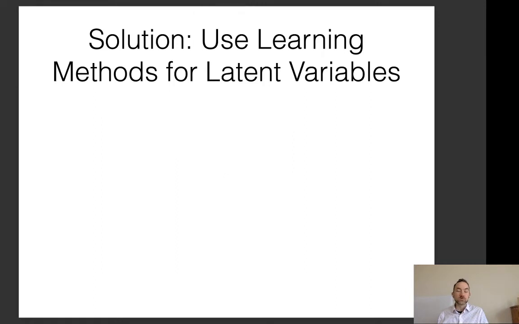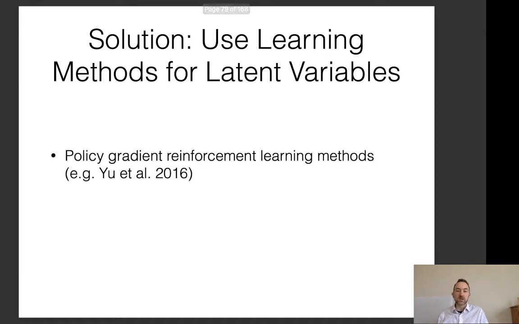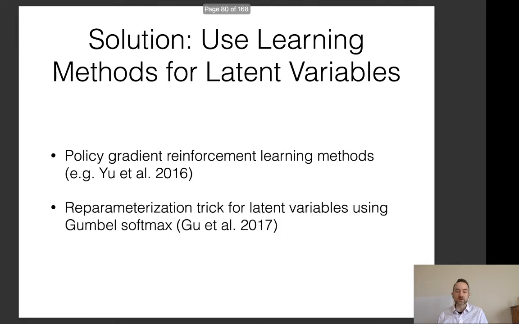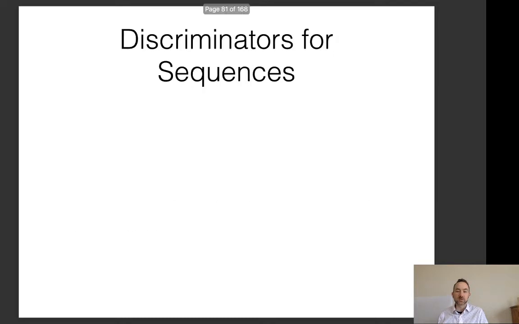So one solution for how to fix this problem is to use learning methods for latent variables. And we've talked a bit about some of these, for example, using policy gradient or reinforcement learning, like we talked about in the previous class on structured prediction. And there are also other tricks like reparameterization tricks for latent variables.